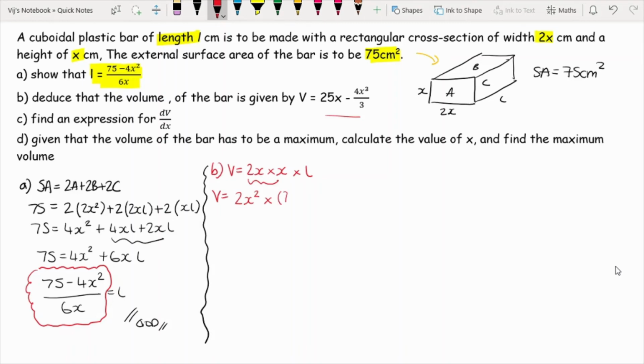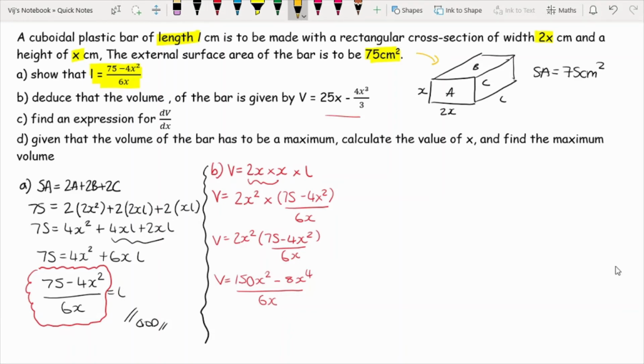So what I'm going to do is put the 75 minus 4x squared in brackets over 6x. So V equals 2x squared times (75 minus 4x squared) over 6x. Now if I expand the brackets out, how you do this might be slightly different, but hopefully we all come to the same conclusion. From this I'm going to get 150x squared minus 8x to the power of 4, all divided by 6x.